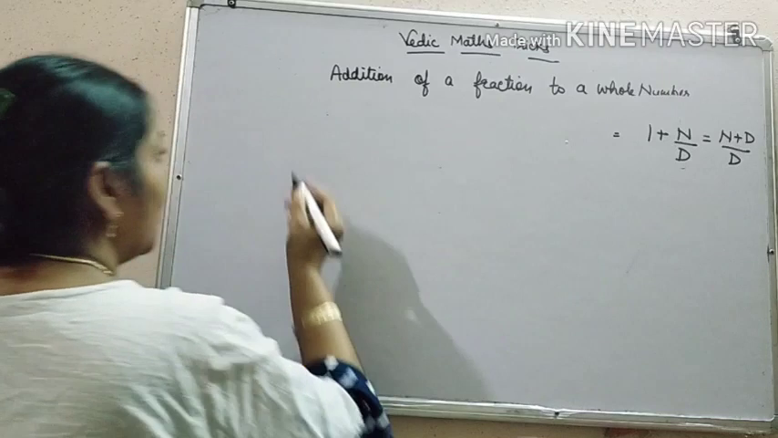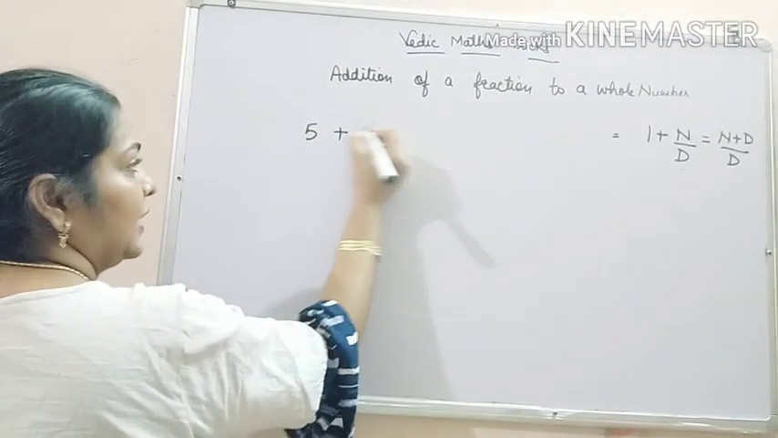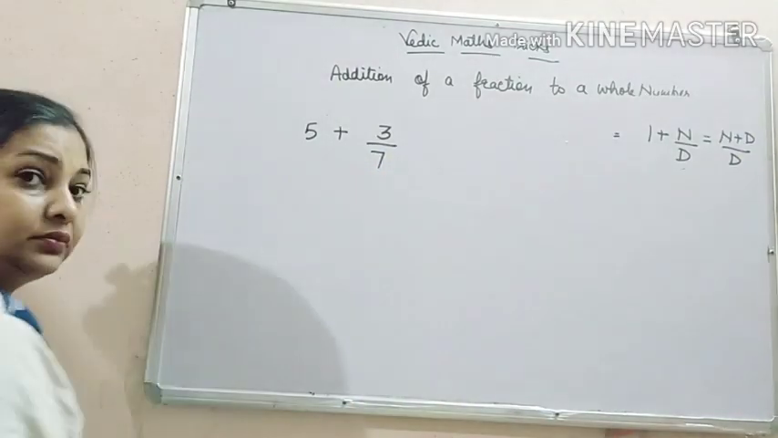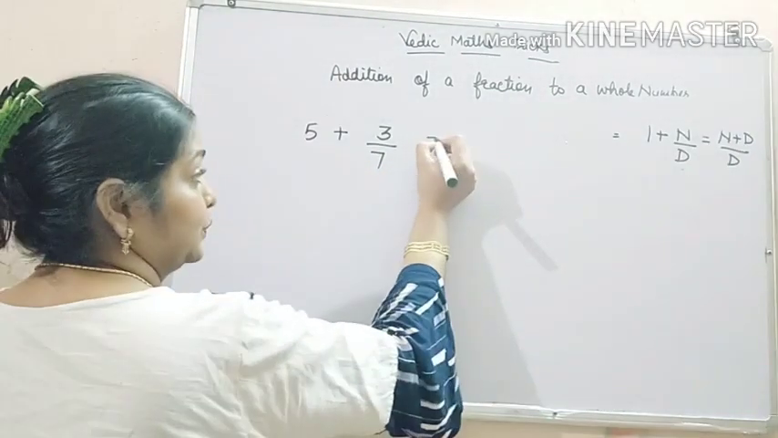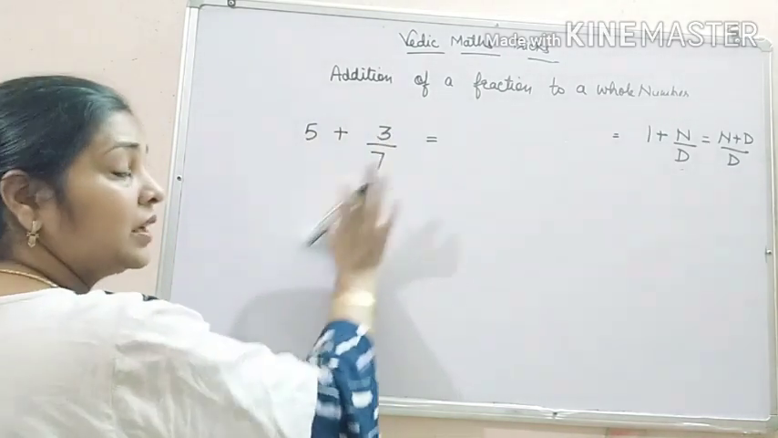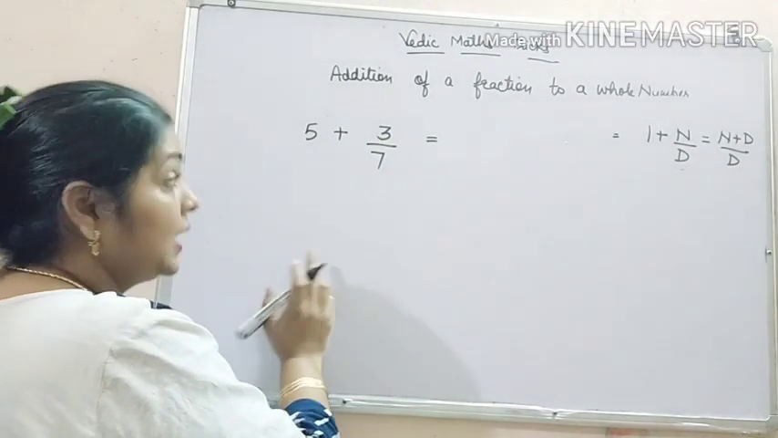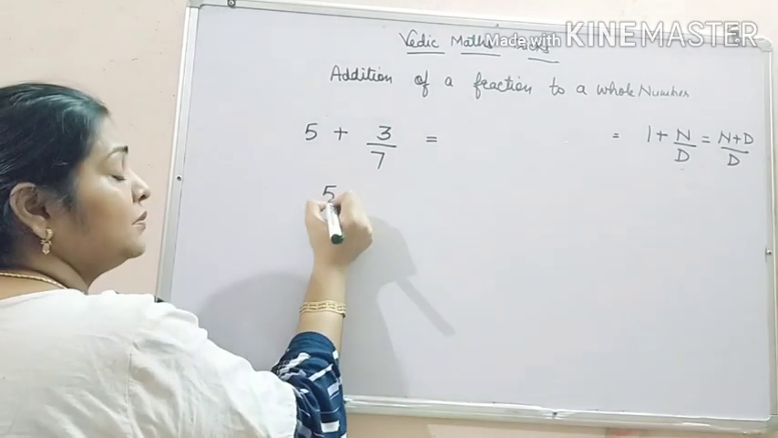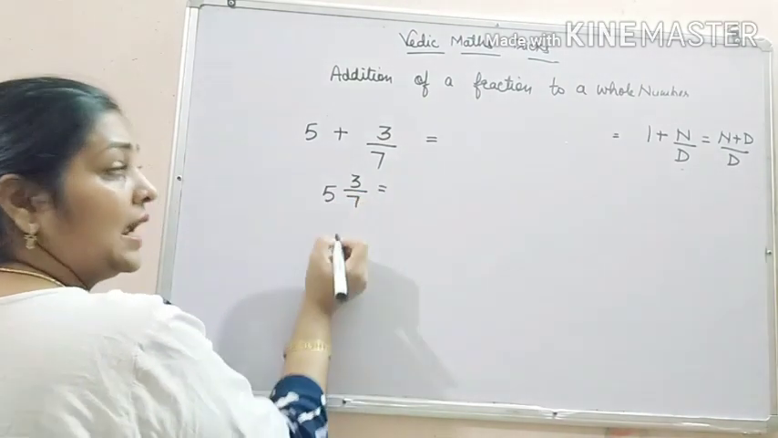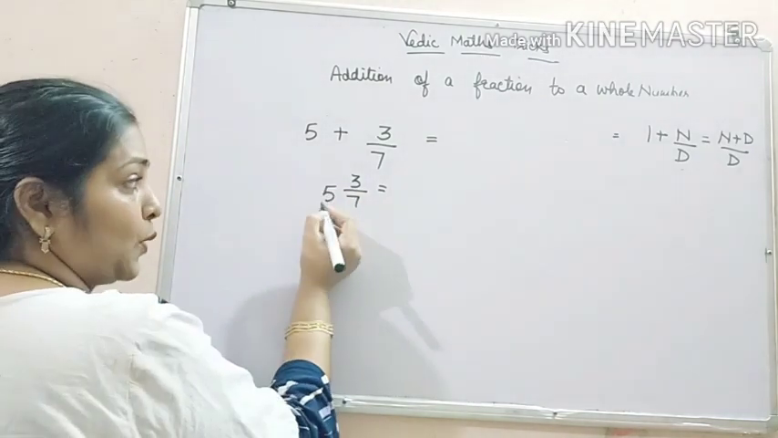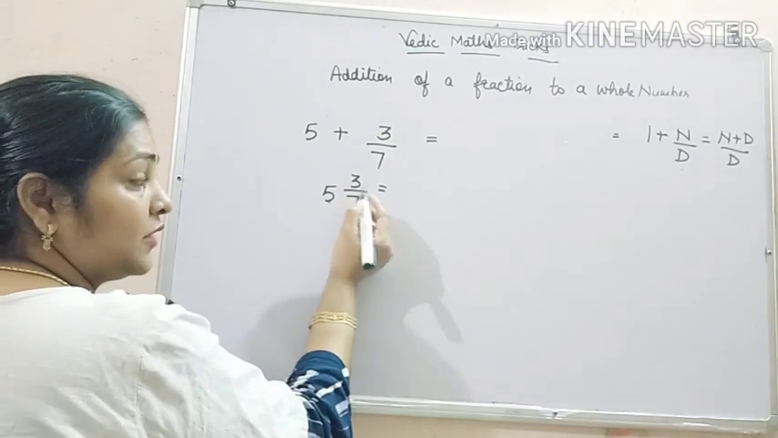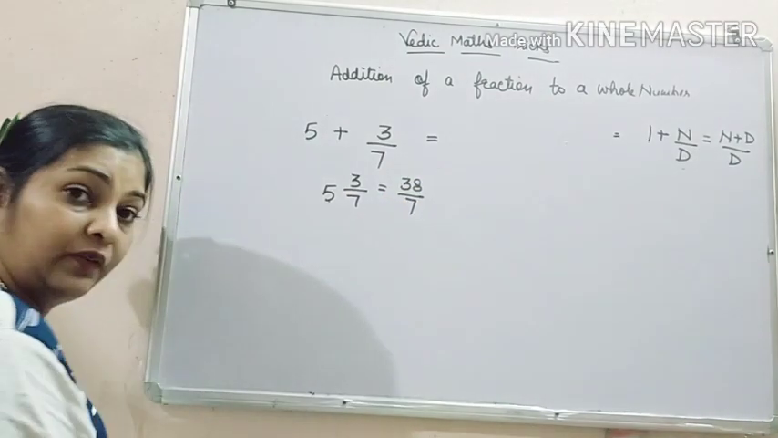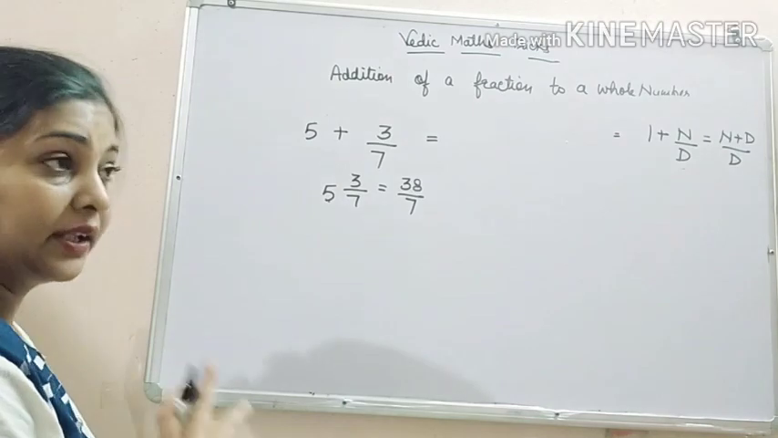Suppose I take a whole number 5 and here we have to add 3 upon 7 to it. Now what you will do? The mixed fraction will remain same, 5 3 by 7. But you have to do addition. One way is that you write the mixed fraction 5 3 by 7 and convert it into improper fraction. 7 5s are 35, 35 plus 3, 38 by 7. One method is this. But what is another method?